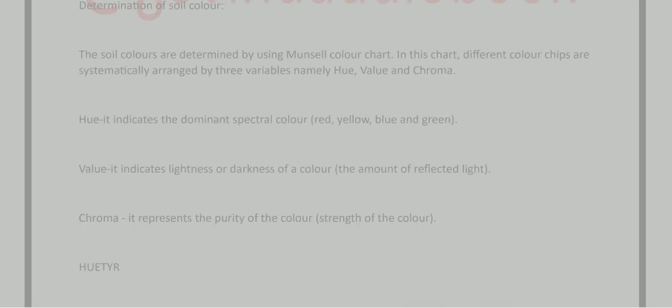Determination of soil color. The soil colors are determined by using Munsell color chart. In this chart, different color chips are systematically arranged by three variables, namely hue, value and chroma. Hue indicates the dominant spectral color, red, yellow, blue and green. Value indicates lightness or darkness of a color, the amount of reflected light. Chroma represents the purity of the color, strength of the color.